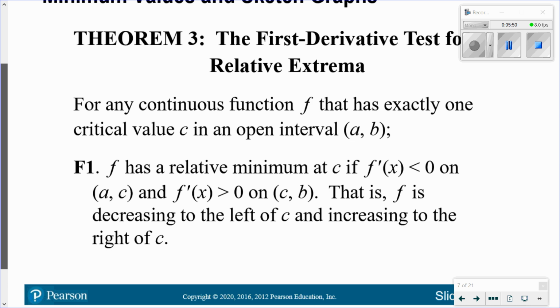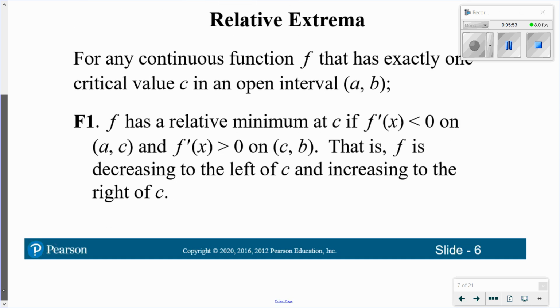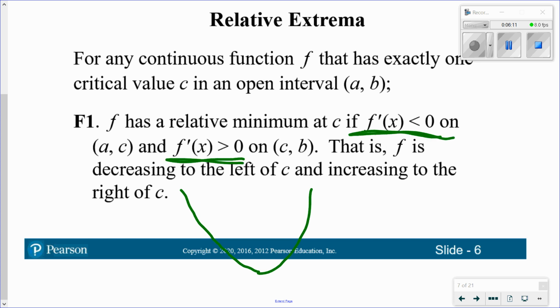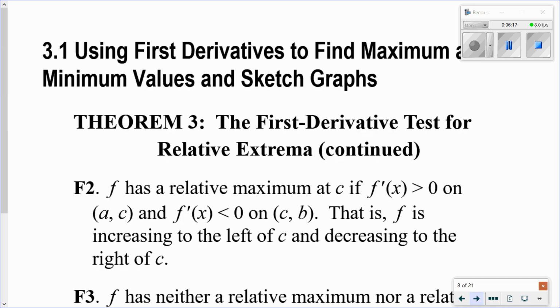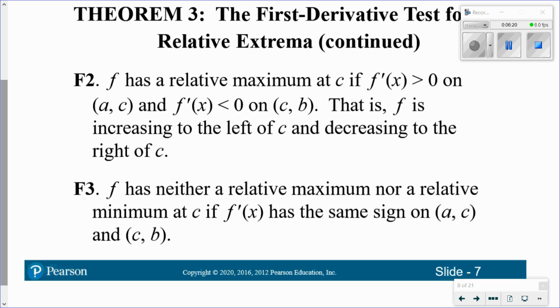Okay, and this is easier to draw to show you this. So you're going to have a minimum if you are decreasing on the left and increasing on the right. That's what this says. We're decreasing on the left and we're increasing on the right. Okay, so this would give us a minimum. We're going to have a maximum if we're increasing on the left and decreasing on the right. And if we have the same sign on both sides, it's neither a max nor a min.